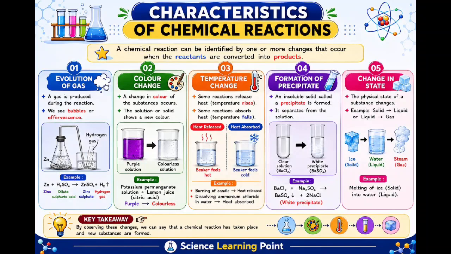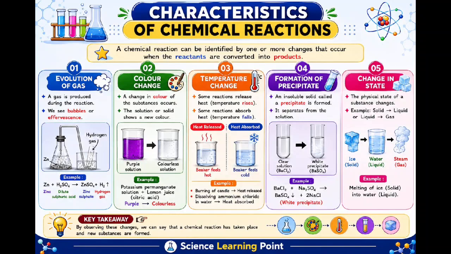Okay, the third sign is the change in temperature. Some chemical reactions produce heat. These reactions are called exothermic reactions. For example, when certain substances burn, heat is released. On the other hand, some reactions absorb heat from the surroundings. These are called endothermic reactions. So, if you notice that a reaction becomes hot or cold, a chemical reaction may be taking place.